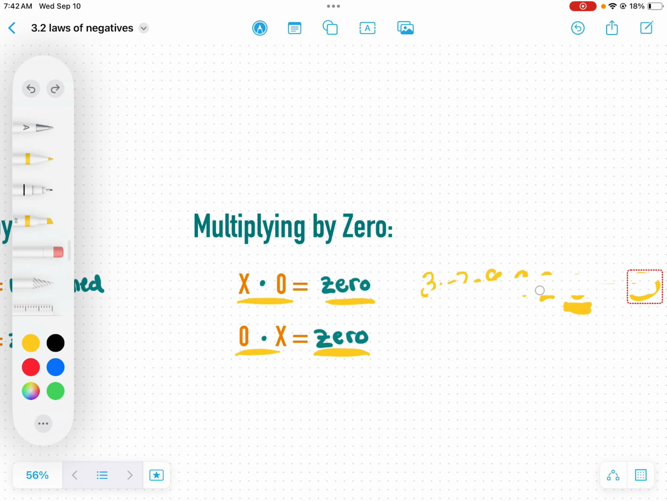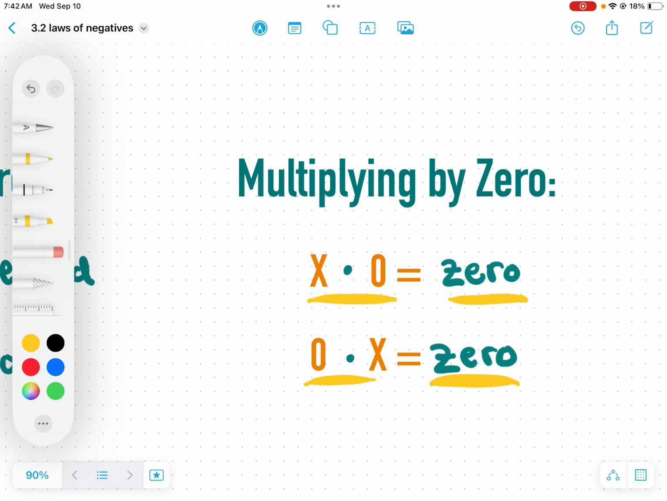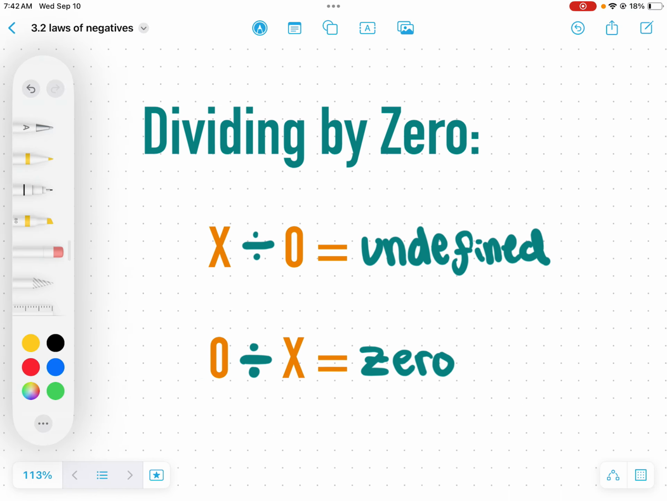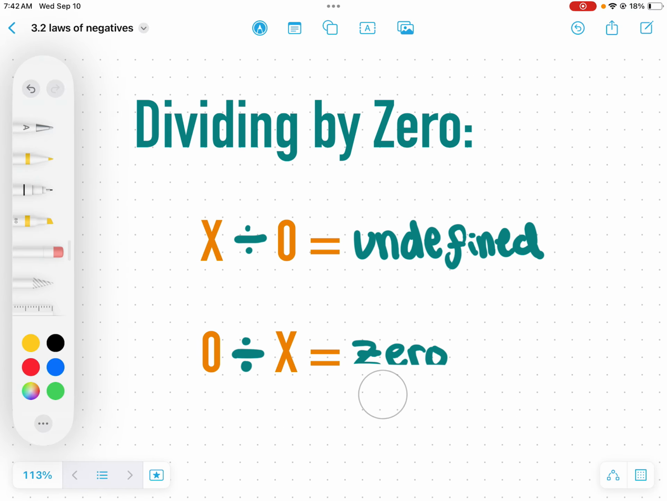But that is not the case for all of dividing. Okay? When you are dealing with a 0 and dividing, the answer is only a 0 if the 0 comes first. Okay? Because what this is saying is you have 0 objects and you are putting them into how many groups? Well, 0, because you have 0 objects.